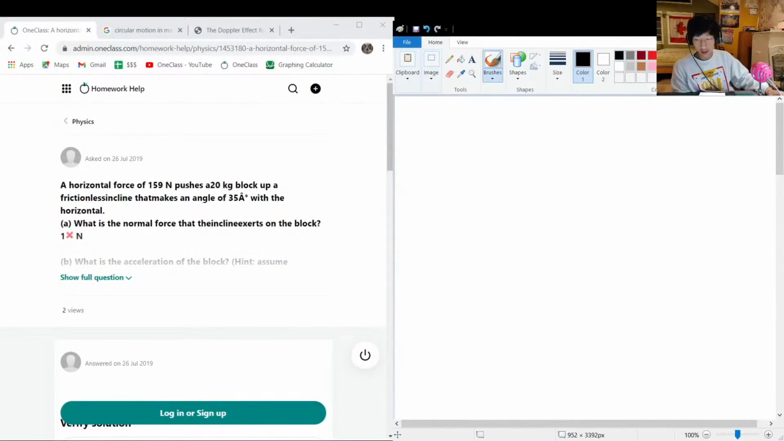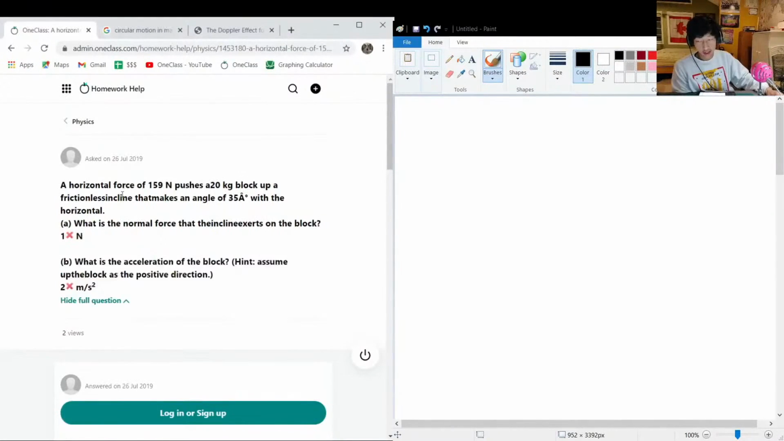Cool. Okay, so the next question that we got on the menu today is asking us, a horizontal force of 159 newtons pushes a 20 kilogram block up a frictionless incline that makes an angle of 35 degrees. I'm going to assume that A just means degrees with the horizontal. Now, what is the normal force?